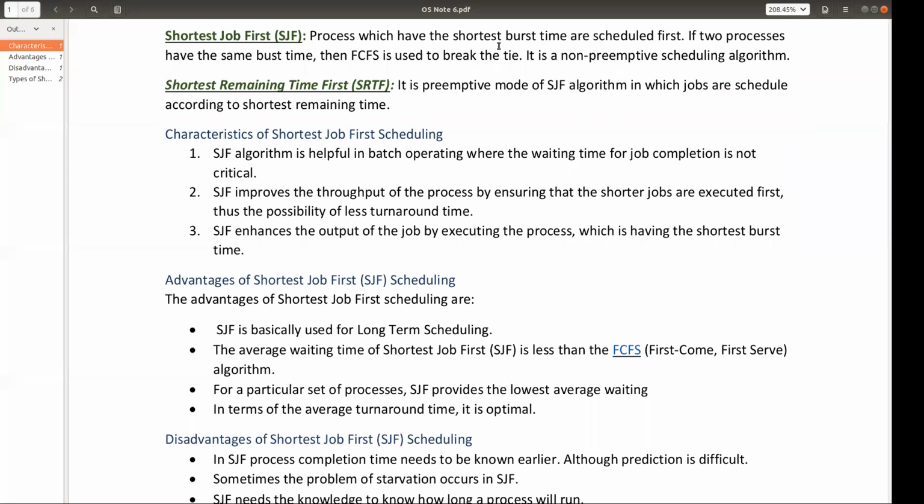So obviously in a batch operating system, waiting time will be high. So that is the thing. In the batch operating system, waiting time may be high. It is not that it will always be high, but it may be high. So as the SJF algorithm is helpful in batch operating systems, here also the waiting time may be high.